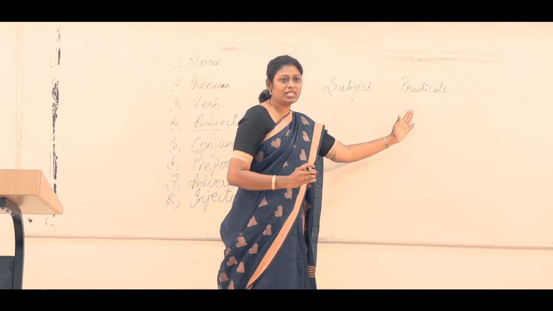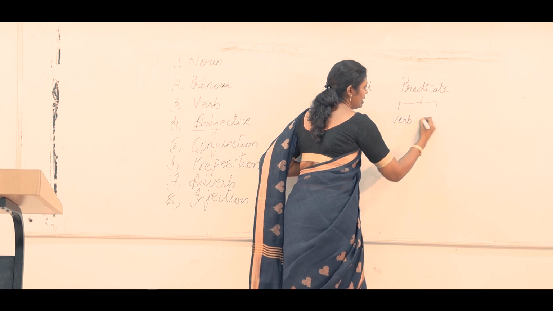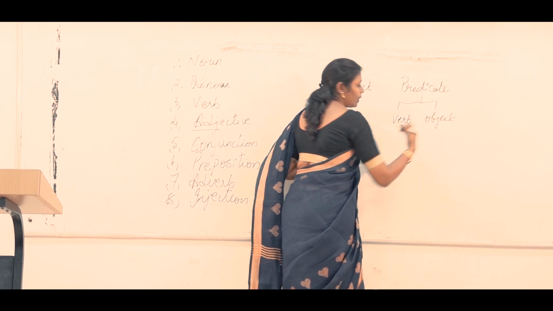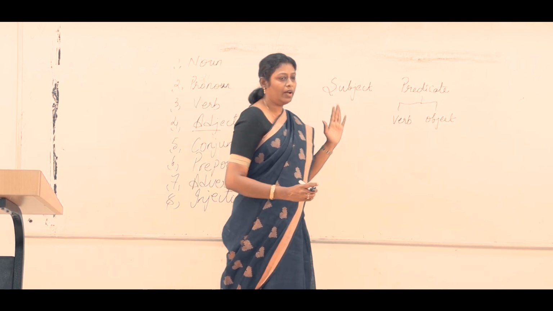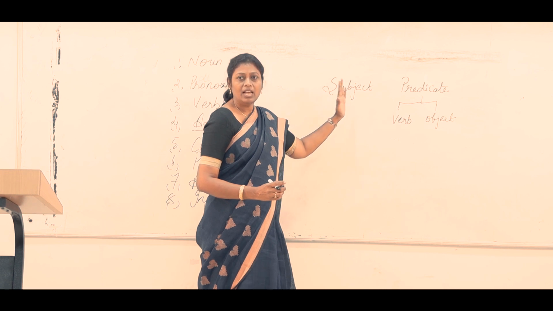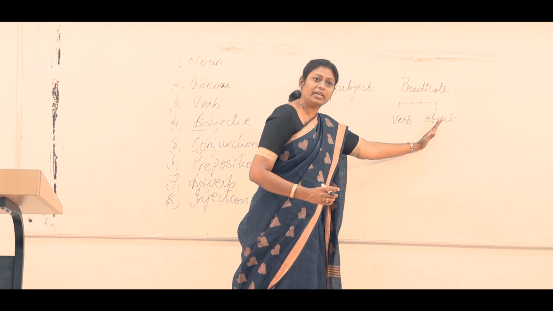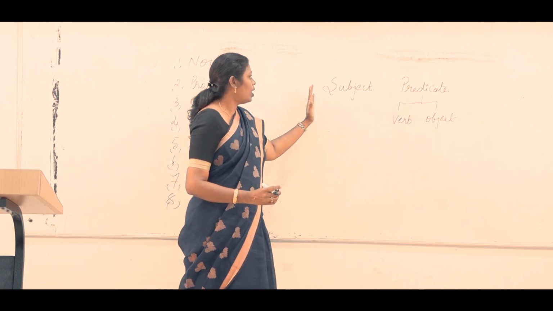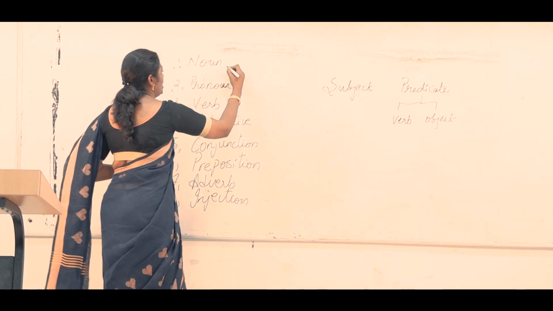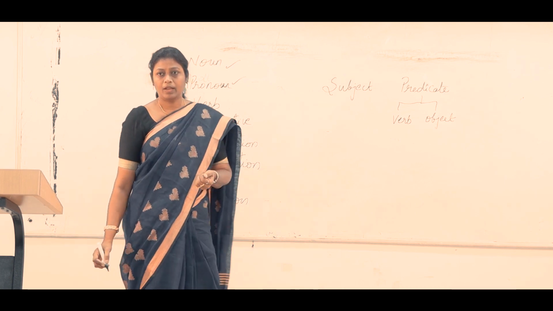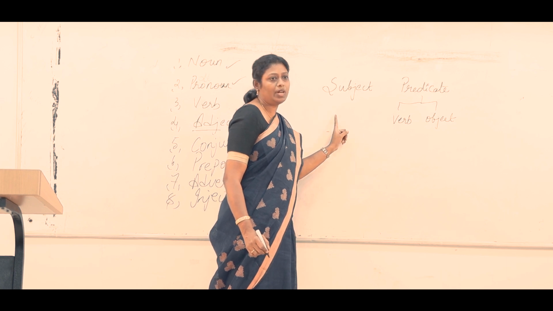Now, what is a predicate? Predicate is nothing but verb plus object. So a sentence has subject, verb and object. Now we need to understand what a subject is. A subject can be a noun or a pronoun. Are you all with me? A subject can be a noun or a pronoun.